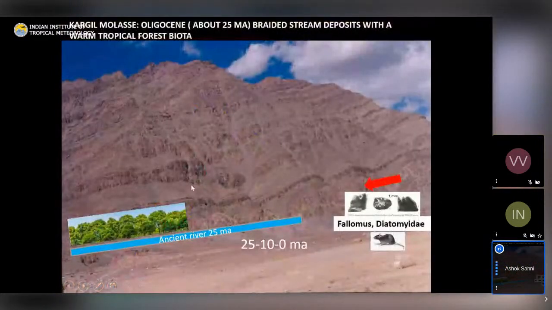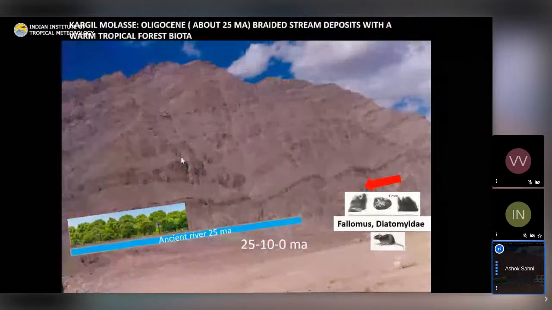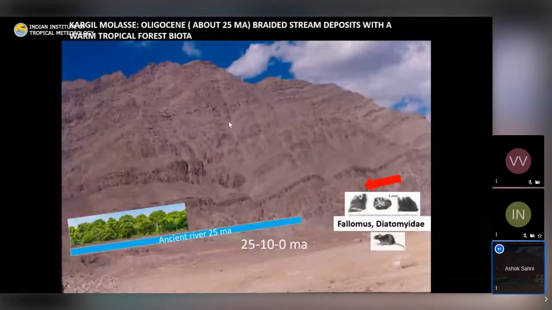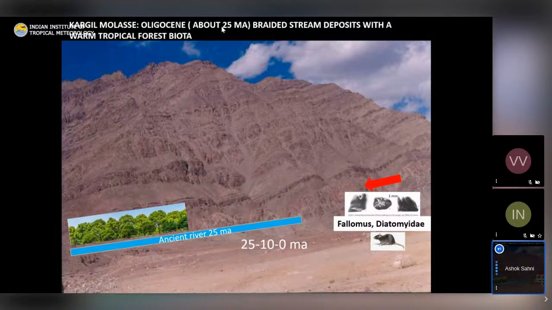I'd like to show you, and I'd like you to look at this image and remember the image. This is Kargil. Right now, Kargil is a cold desert. But 25 million years ago, it was a warm tropical forest. The sediments that you see were deposited by an ancient river.